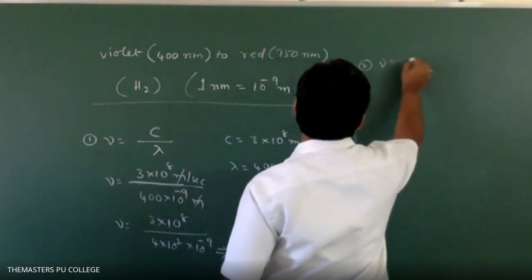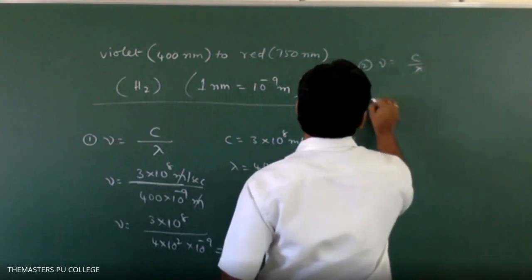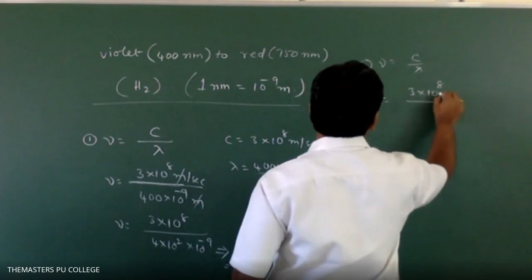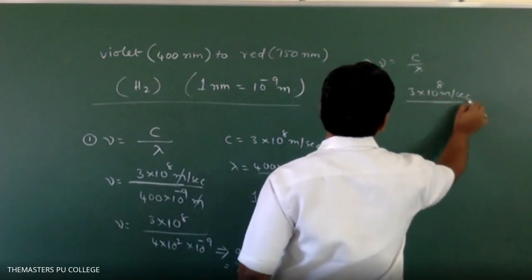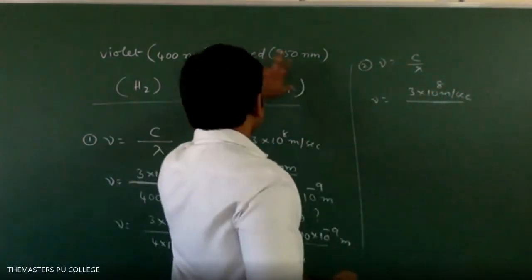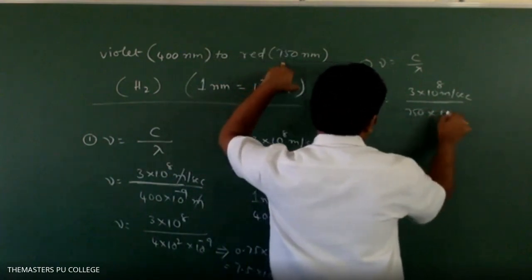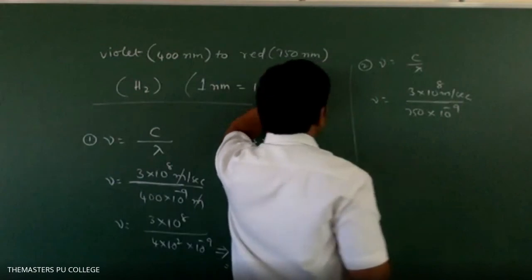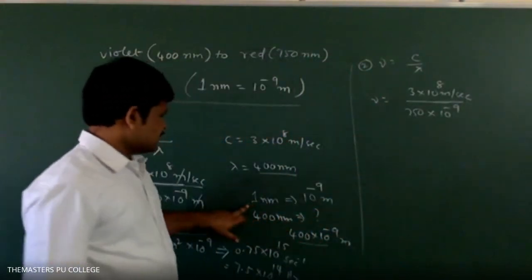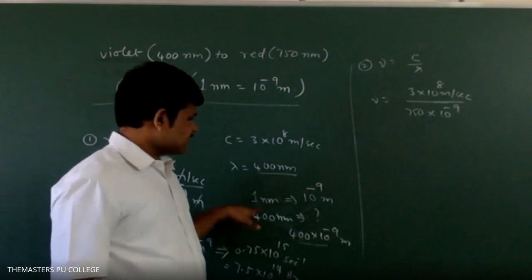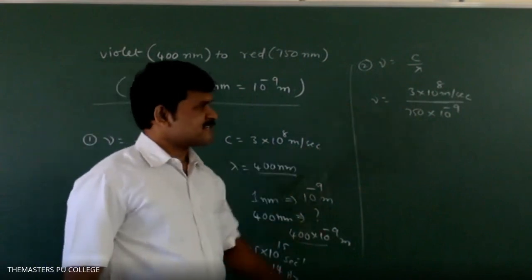Next, the second one? Same formula. Nu is equal to c by lambda. Nu is equal to 3 into 10 power 8 meter per second divided by the wavelength, 750 into 10 power minus 9. Nanometers I am converting like this: 1 nanometer is equal to 10 power minus 9 meters, so 750 nanometers is equal to 750 into 10 power minus 9 meters.